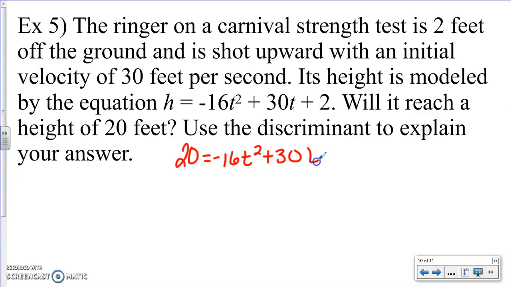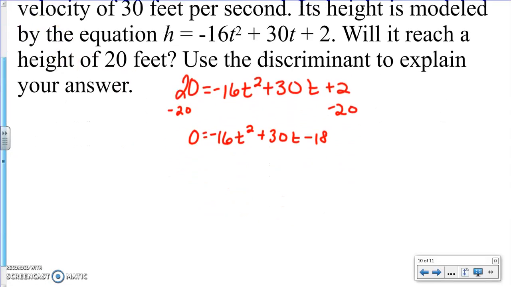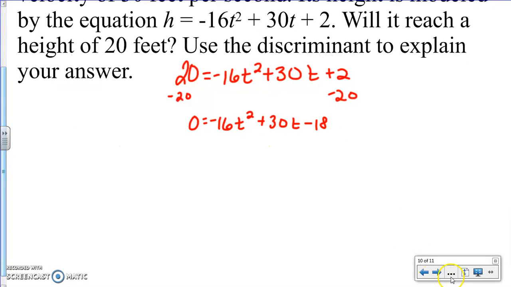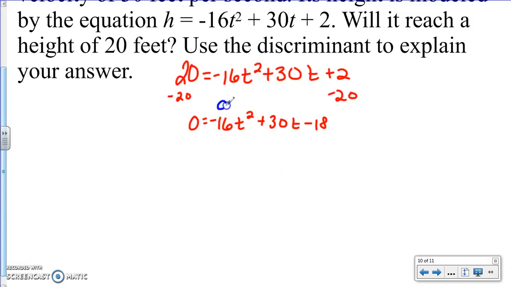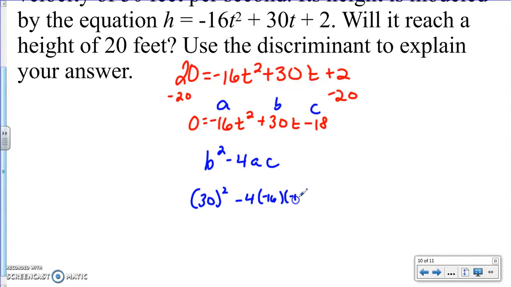The easiest way to do this is actually not to solve. You're going to subtract 20 from both sides. So we get 0 equals negative 16t squared plus 30t minus 18. The easiest thing to do is to use the discriminant as it says in the directions. So I'm going to do b squared minus 4ac. So I have a, b, c there. We're going to plug those in. So we're going to do 30 squared minus 4 times negative 16 times negative 18.